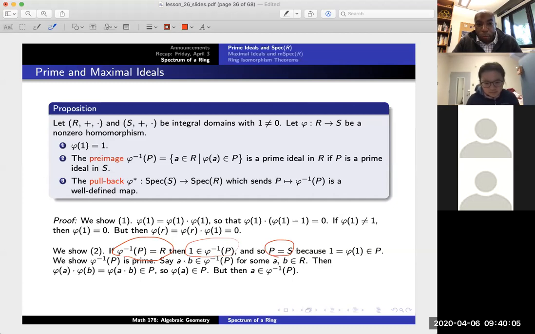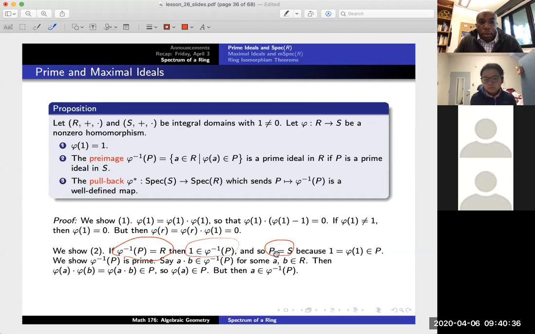I'm skimming over a couple of things here, but this is just saying that if phi inverse P is R, then the number 1 has to be in my ideal P, so then P has to equal S, and that's a contradiction because I was assuming that P is prime, which means that P is proper. Again, I'm skimming over this for the sake of time, but it's just saying that if phi inverse P is not proper, then P itself is not proper, and that's a contradiction.